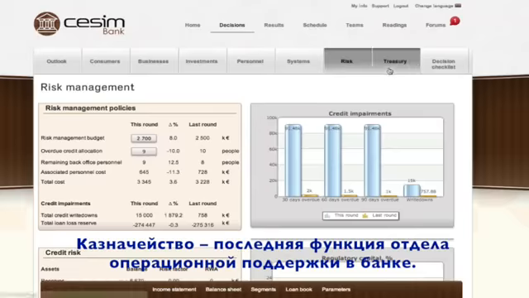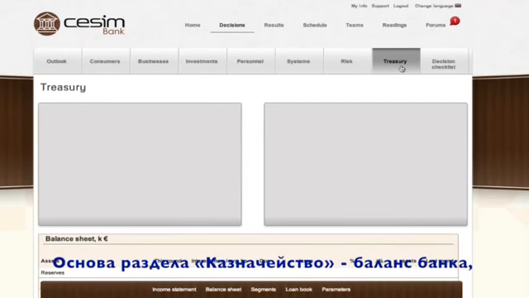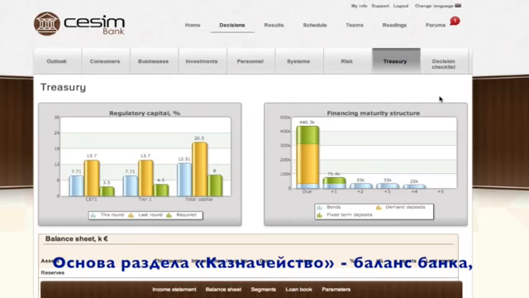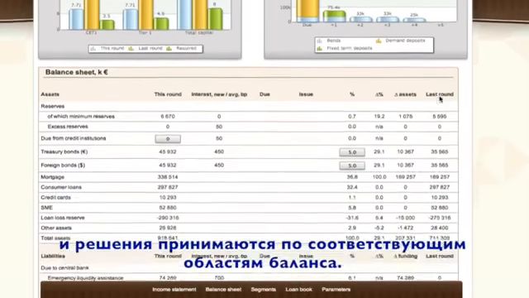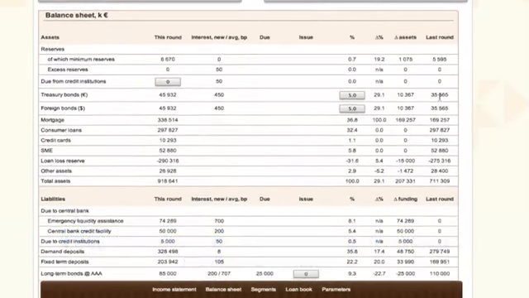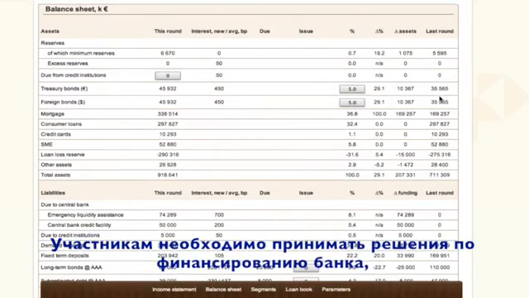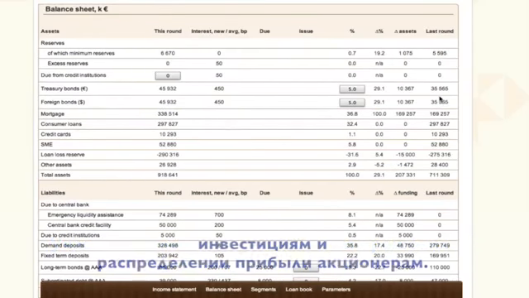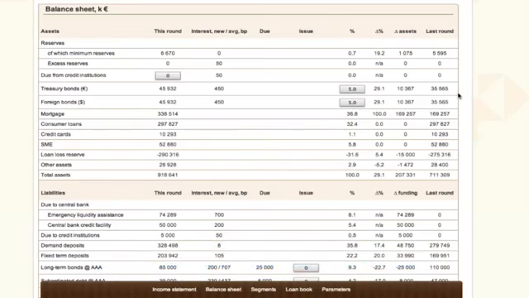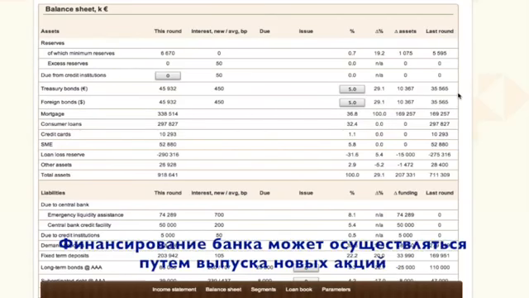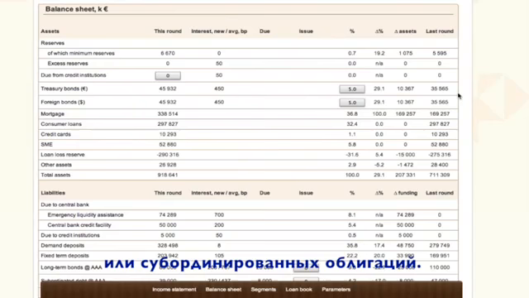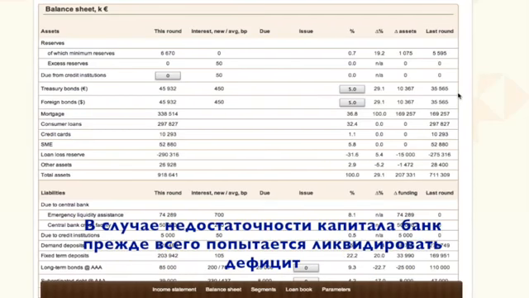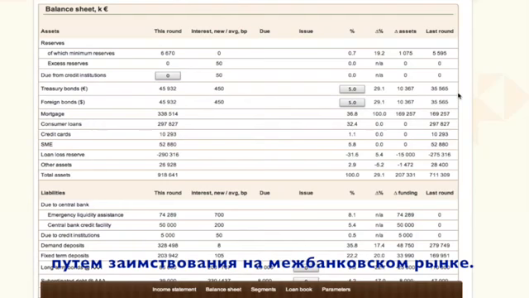The Treasury Department forms the last part of the bank's back-office functions. The background for the Treasury page is the bank's balance sheet, and the available decisions are located close to the relevant sections. Participants need to make decisions about funding the bank, investing its assets, and distributing its profits back to shareholders. The bank can be funded by issuing new shares or long-term or subordinated bonds.